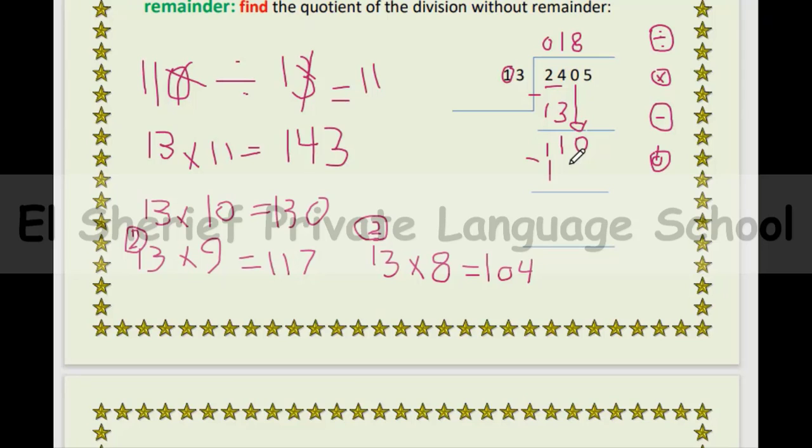110 minus 104. 0 minus 4 can't be, so take from 1. 1 becomes 0 and 0 becomes 10. 10 minus 4 equals 6, and 0 minus 0 equals 0, and 1 minus 1 equals 0. Now we did divide, multiply and subtract. The next step is down.